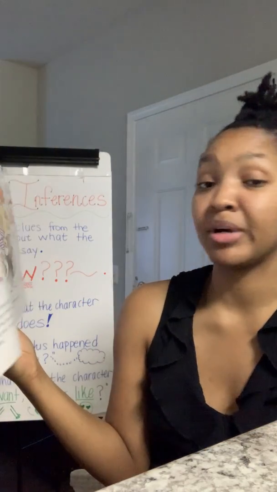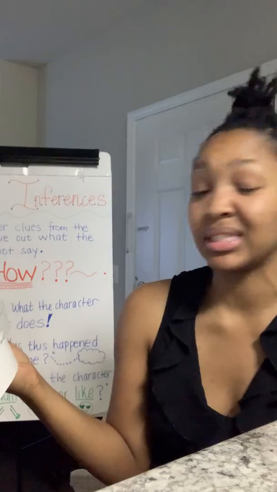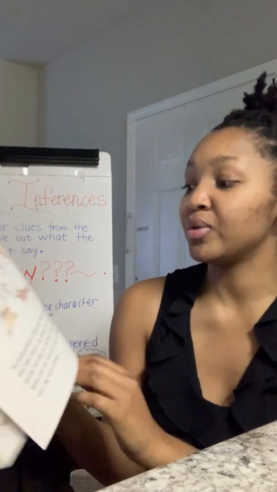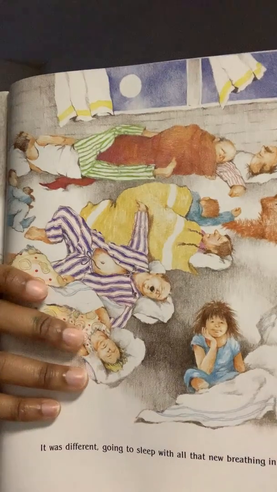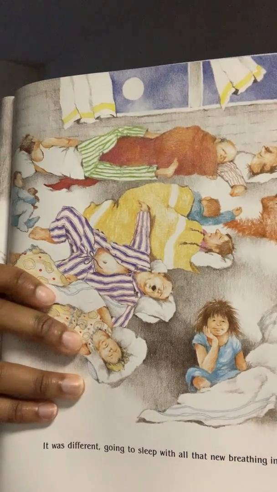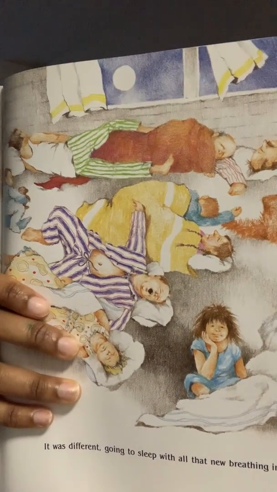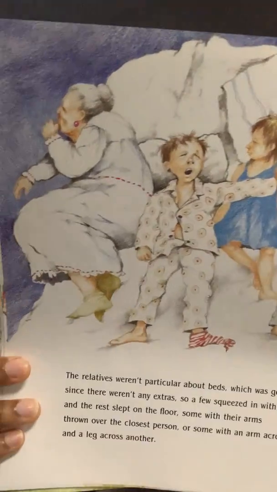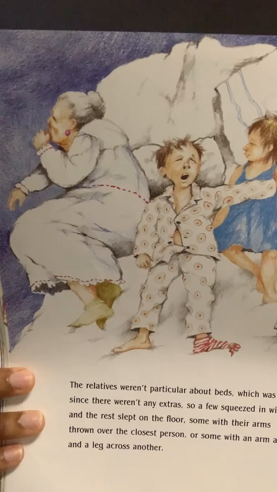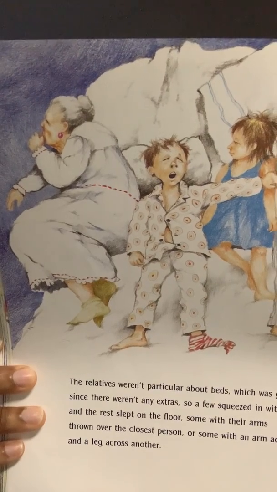The relatives weren't particular about beds, which was good since there weren't any extras. So a few squeezed in with us, and the rest slept on the floor. Some with their arms thrown over the closest person, or some with an arm across one person and a leg across another person. It was different going to sleep with all that new breathing in the house.